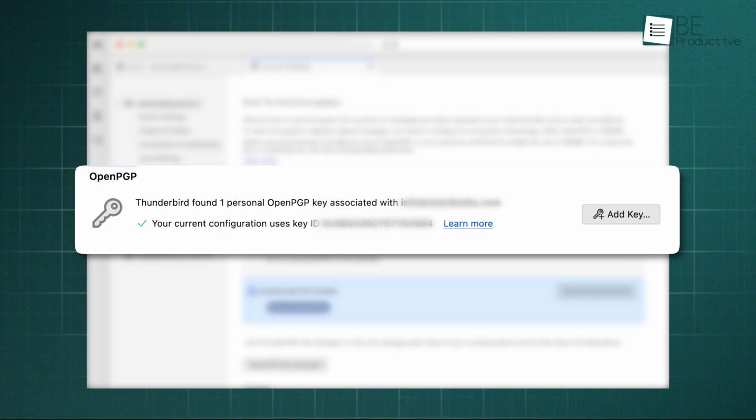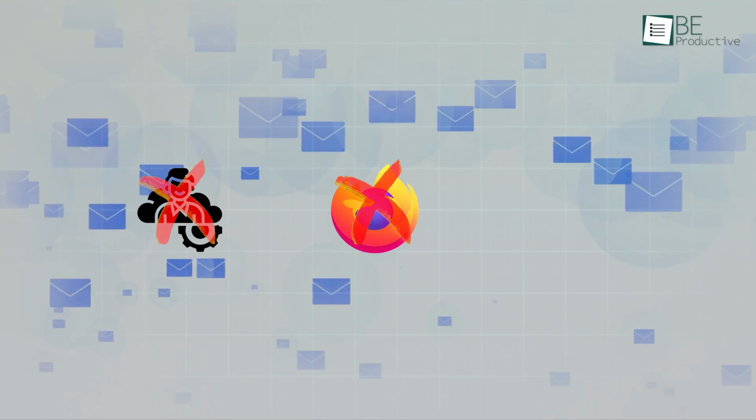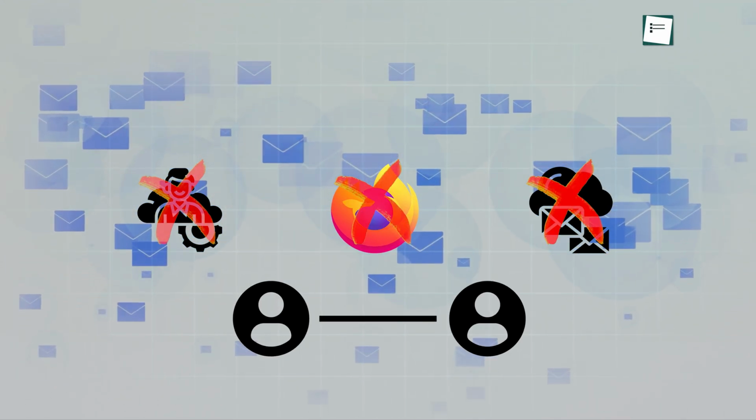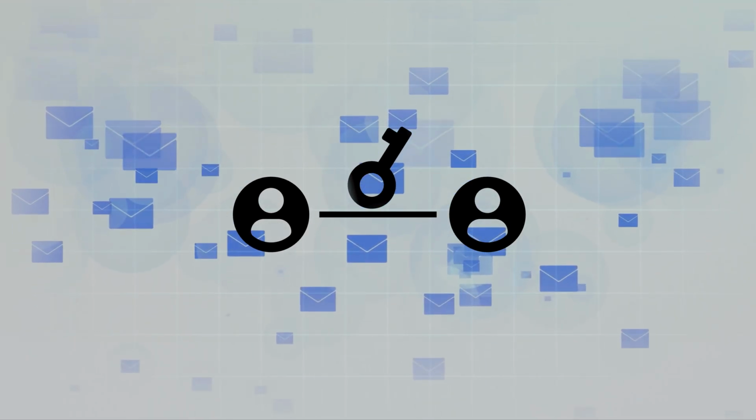What this means, in simple terms, is that you can encrypt an email so that absolutely no one, not your internet provider, not Mozilla, not even your email host, can read it except for you and the intended recipient. You control the encryption keys. This is about giving the individual user the ultimate power over their own privacy.